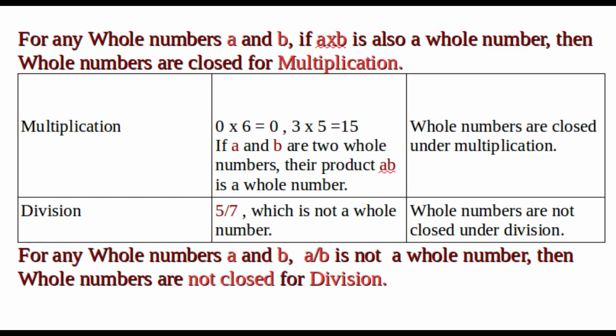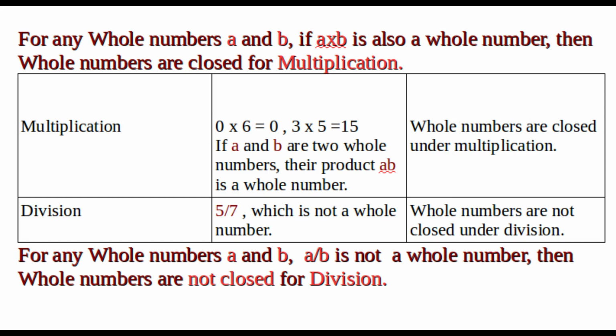0 times 6, answer is 0. 3 times 5, 15. 10 times 7, 70. So, all the products are also whole numbers. Therefore, if a and b are two whole numbers, their product ab is also a whole number. We can say that whole numbers are closed under multiplication.